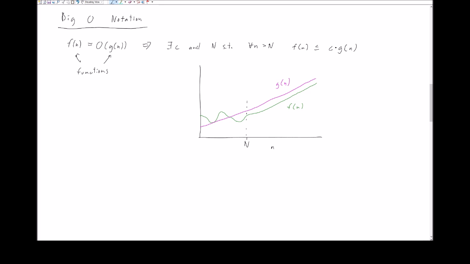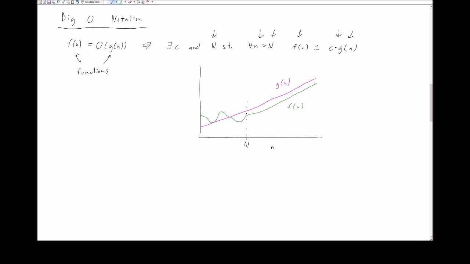And we say that f of n is big O of g of n whenever there exists a constant and some large n value, so that for all n greater than this large n value, our function f of n is less than or equal to this constant times g of n. So f of n is big O of g of n when at a sufficiently large value, capital N, g of n is going to dominate f of n.